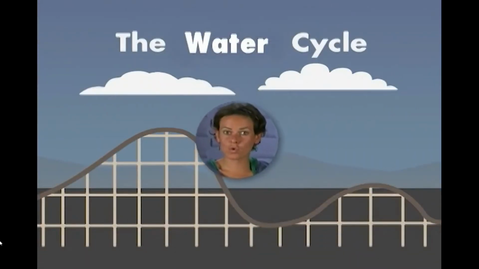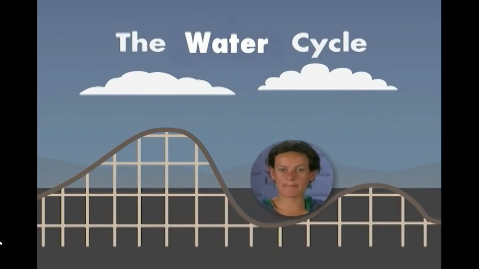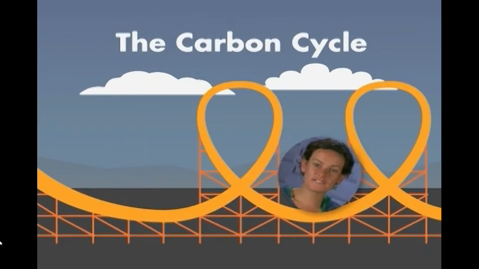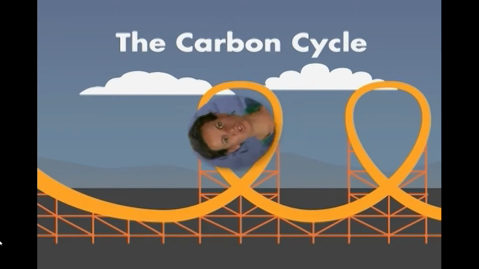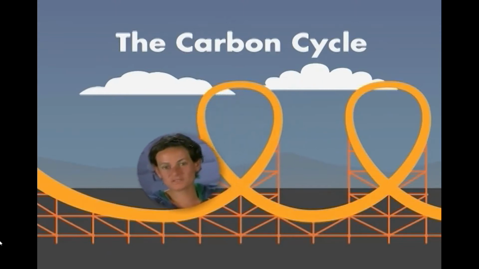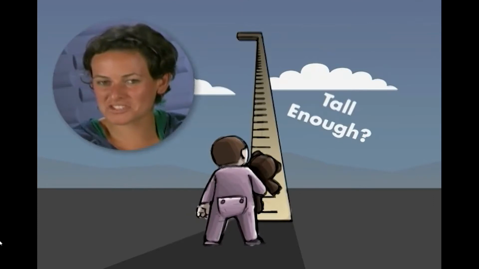The carbon cycle is a bit more complex than other matter cycles. Like if the water cycle were one of those old wooden roller coasters that goes up and down a few hills, the carbon cycle would be one of those metal roller coasters with corkscrews and loops. Are you sure you're tall enough to proceed?